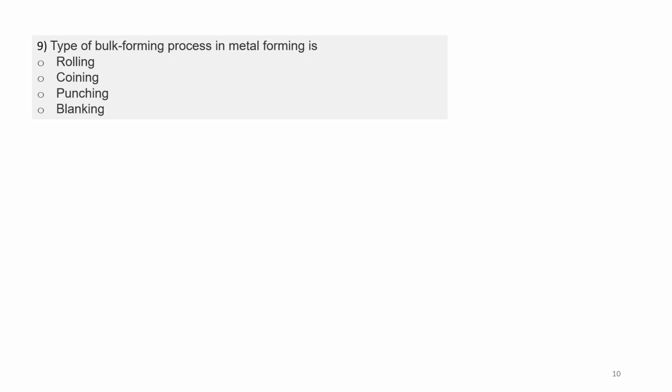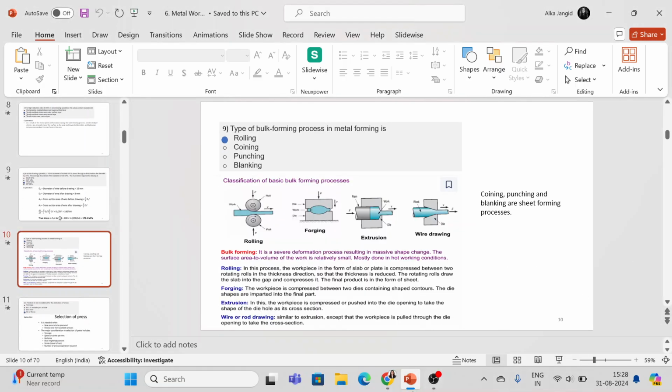Next is, type of bulk forming process in metal forming is, your options are rolling, coining, punching and blanking. Someone has joined.